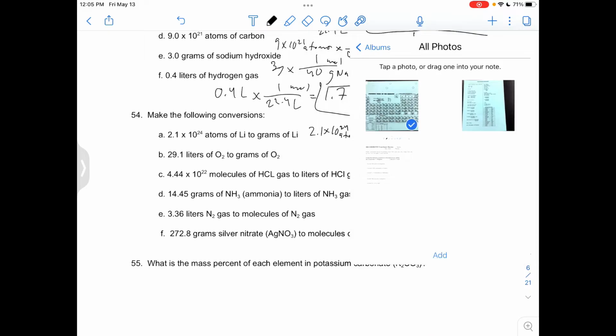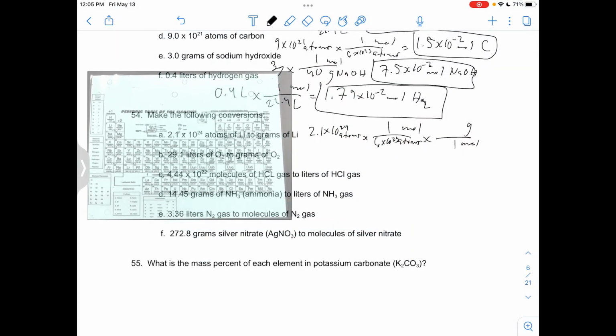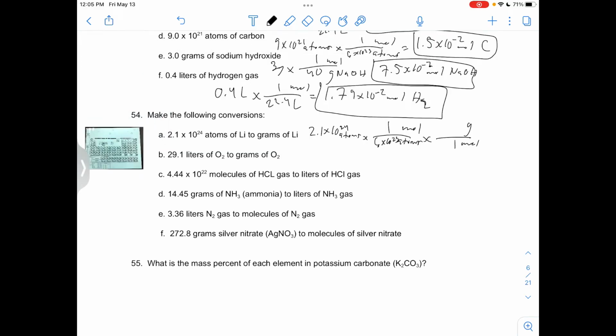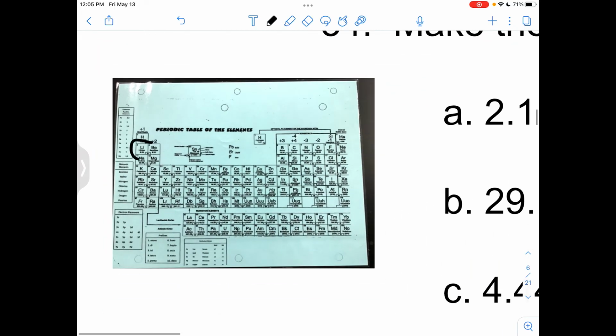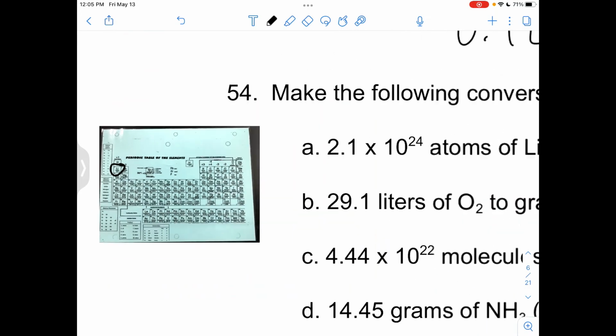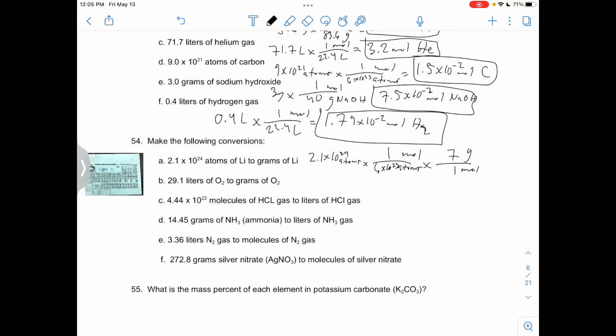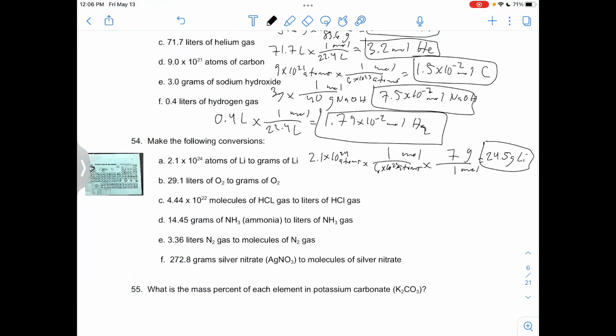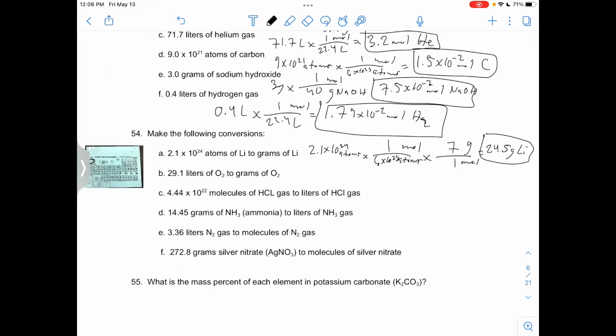So I'm going to put another periodic table. Put a lot of periodic tables on this. I'm going to put it over here. Okay, so lithium is over here. So what is that? 6.9, so 7. So 2.1e24 divided by 6e23 times 7 would be 24.5 grams of lithium. Lithium's a hot commodity nowadays. We need it for our batteries.